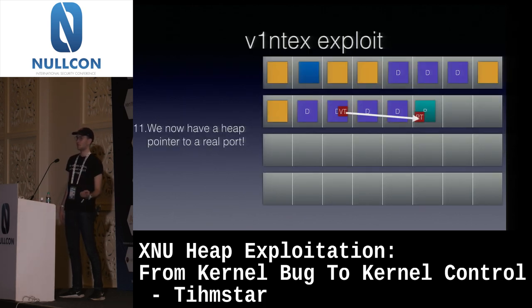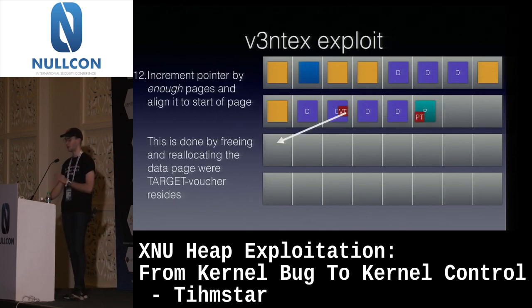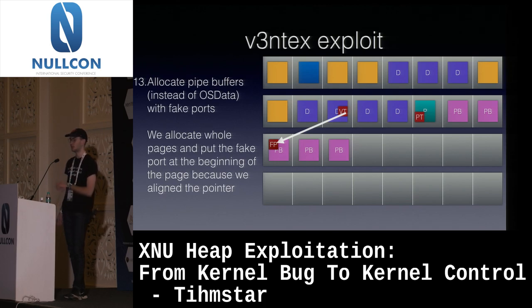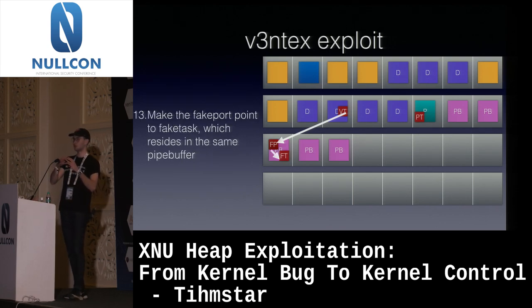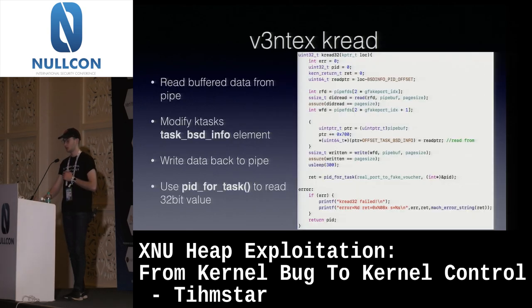So, back to step 11 of Vintex. We have a heap pointer to a real port. Until here, it's the same step as for Vintex. Now we increase the pointer by enough pages, align it, and the difference is that we spray pipe buffers with fake ports. You can see the red thing there is the fake port, and the fake port points to a fake task which resides in the same pipe buffer. So kread now reads the buffer data from the pipe, modifies that pointer, writes it back into the pipe, and uses pid_for_task. This is a pretty solid way of doing kernel read.